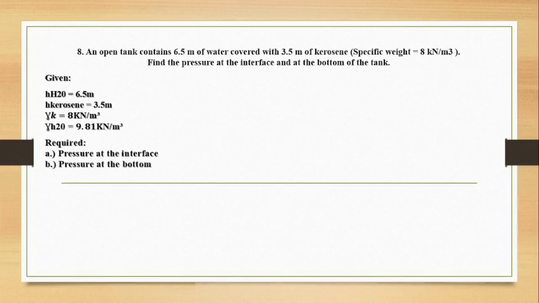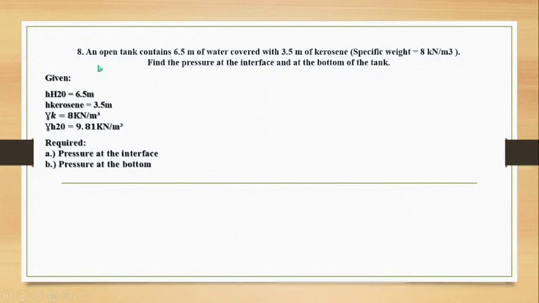Our next question in the midterm is: an open tank contains 6.5 meters of water covered with 3.5 meters of kerosene. The specific weight is equal to 8 kilonewtons per meter cubed. Find the pressure at the interface and at the bottom of the tank.